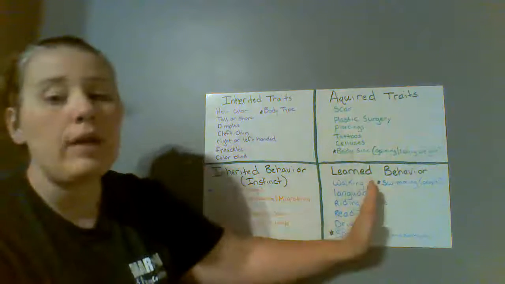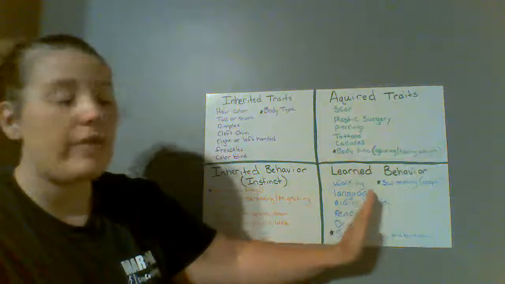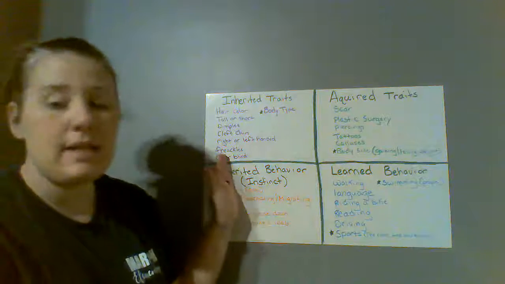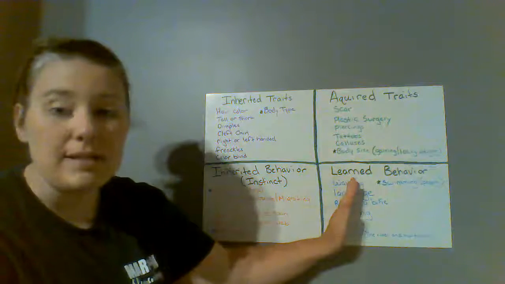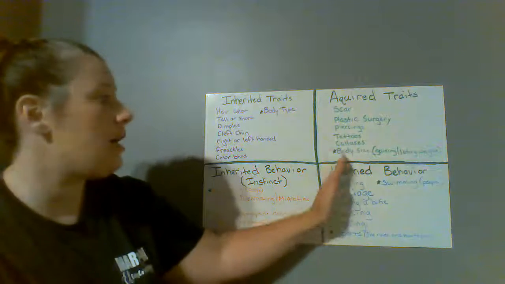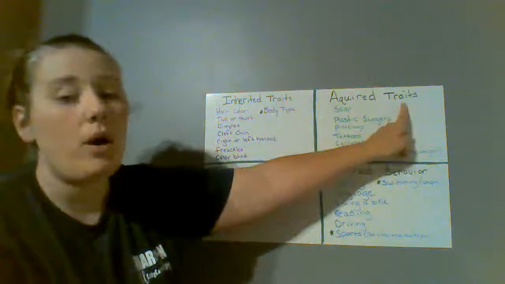Okay, so we've covered our inherited. Now there's a whole nother side to this. So there's other things about you that you didn't necessarily get from your parents. You have choice in it. Okay, so let's start here. So we do have some similar words.